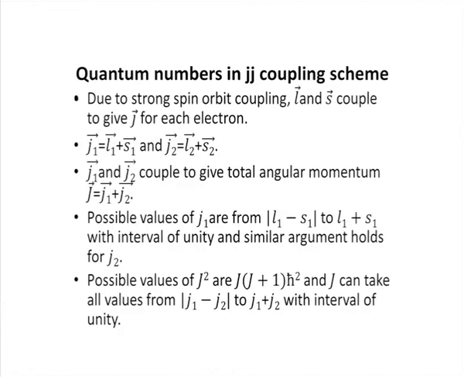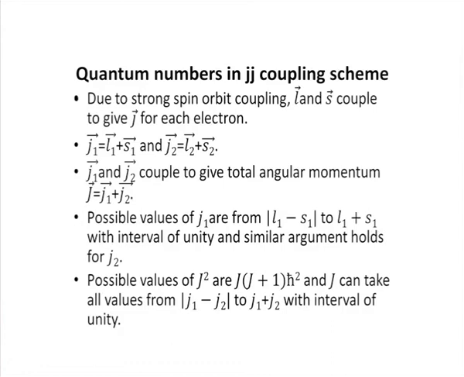Possible values of J1 are from mod L1 minus S1 to L1 plus S1 with interval of unity, and similar argument holds for J2. Possible values of J square are J into J plus 1 h bar square, and J can take all values from mod J1 minus J2 to J1 plus J2 with interval of unity. So, you appreciate the difference.